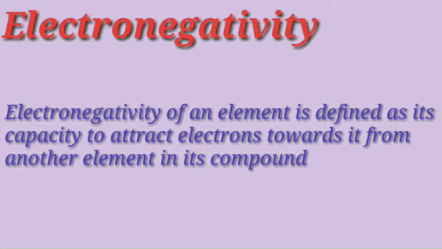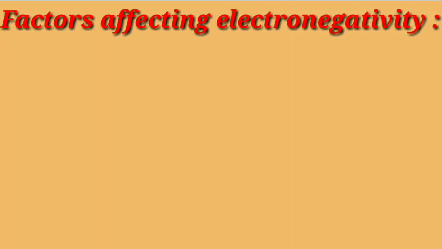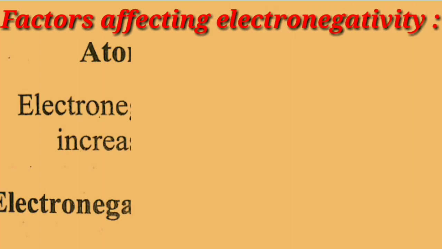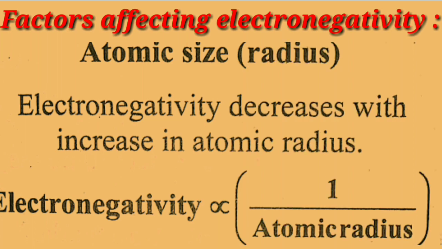The fourth property is electronegativity. Electronegativity of an element is defined as its capacity to attract electrons towards it from another element in its compound. Let us discuss the factors affecting electronegativity. First is atomic radius. We know that electronegativity is inversely proportional to atomic radius. That is, as atomic radius increases, electronegativity decreases.